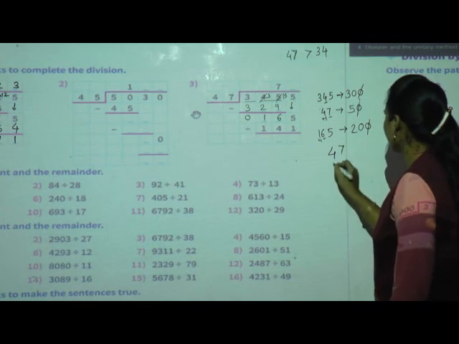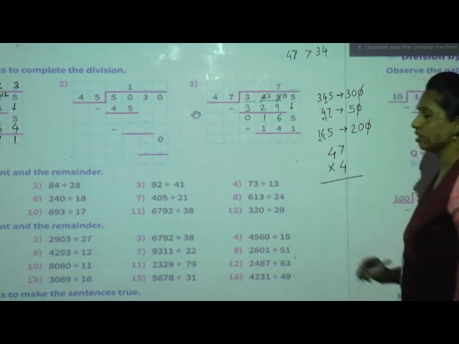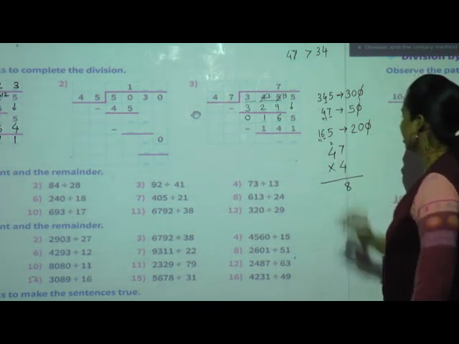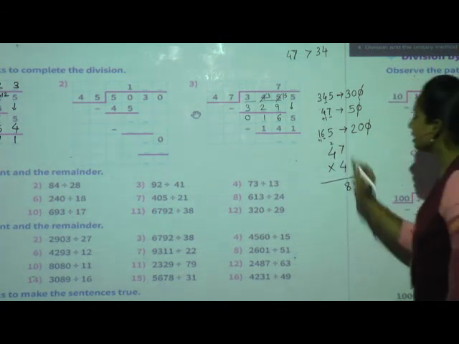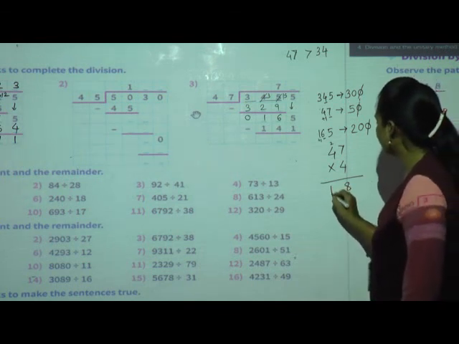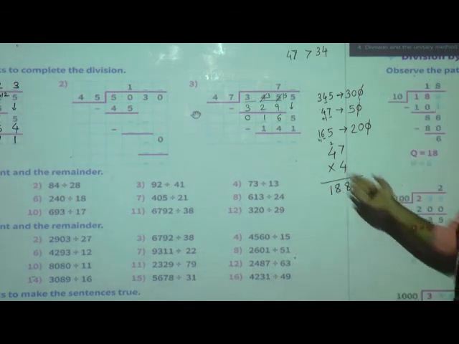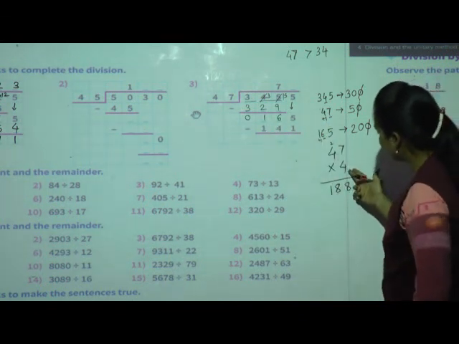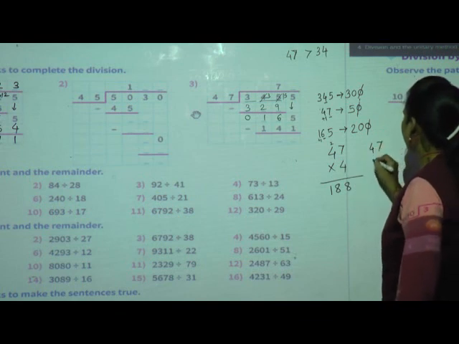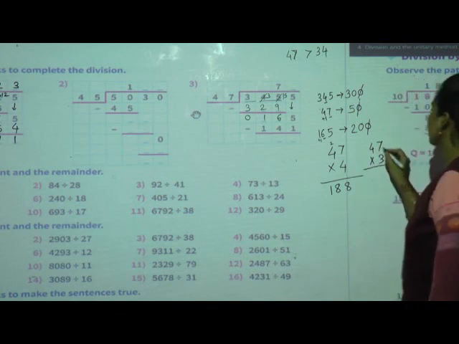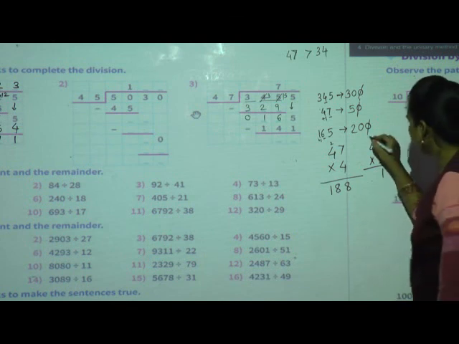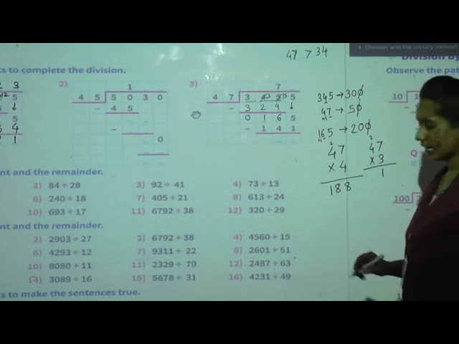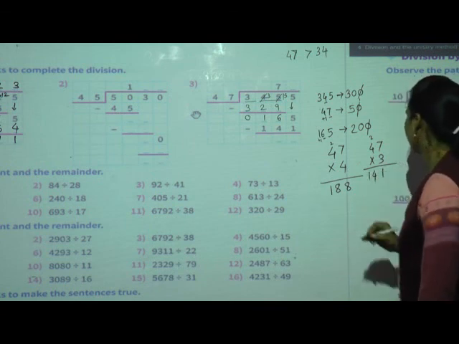That is 47 multiplied by 4. 4 sevens are 28. Write 8 and carry 2. 4 fours are 16. 16 plus 2. See, it is a greater number. We just want 165. So what do you have to do? Go with a quotient less than 4. Now we will see 47 multiplied by 3. 3 sevens are 21. Carry 2. 3 fours are 12. 12 plus 2, yes, 14, isn't it?